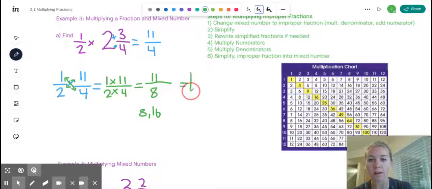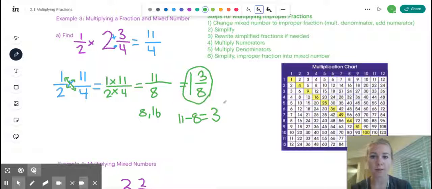So 1 is my whole number. And then our denominator stays the same. To find out what our numerator is, we're going to take 11 minus 8, which is 3. So our numerator is 3. So here's our answer: 1 3/8.